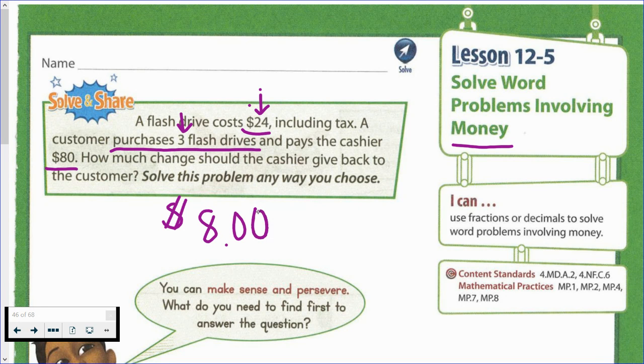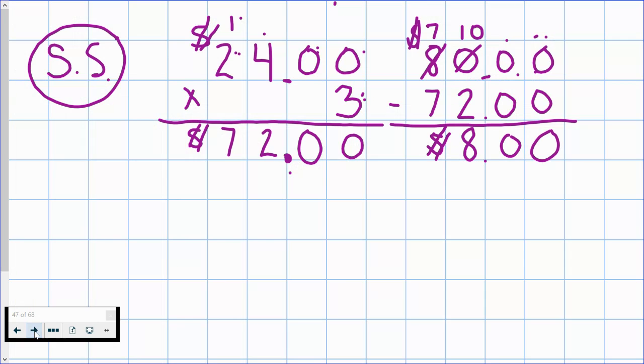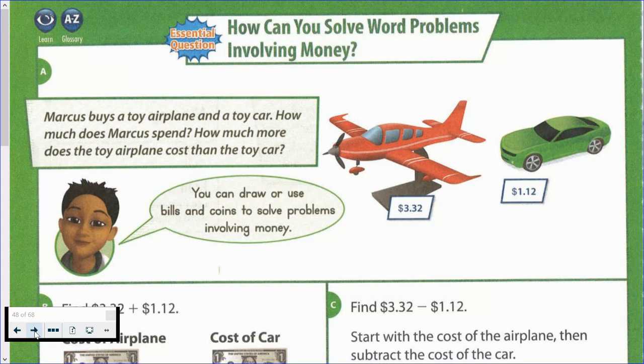So don't forget, anytime you're working with money, the full dollar amounts will always be represented to the left of the decimal point. The coin or the change amounts will always be represented to the right of the decimal point. So let's take a look at the visual learning situation. So we have Marcus buys a toy airplane and a toy car. How much does Marcus spend? How much more does the toy airplane cost than the toy car?